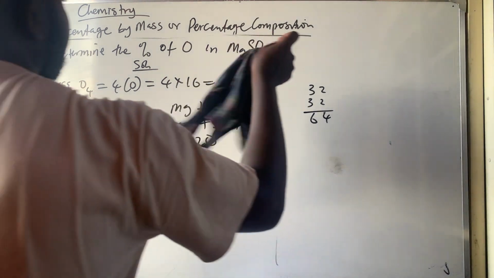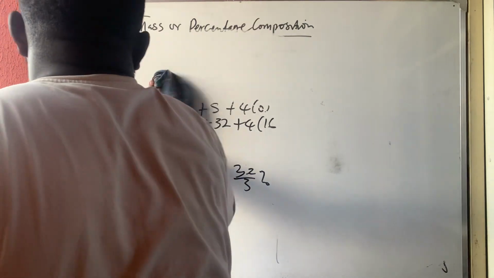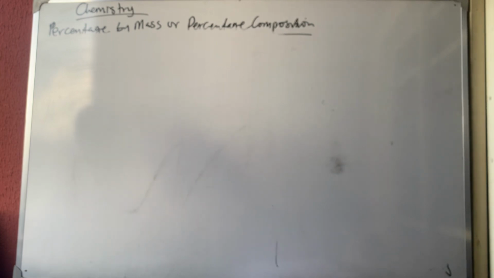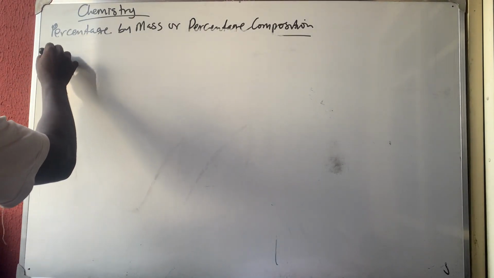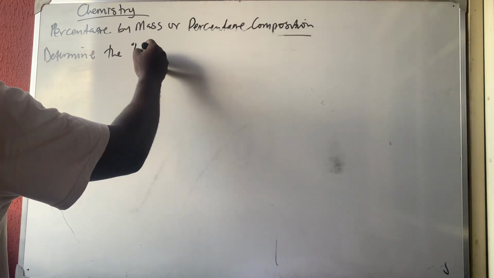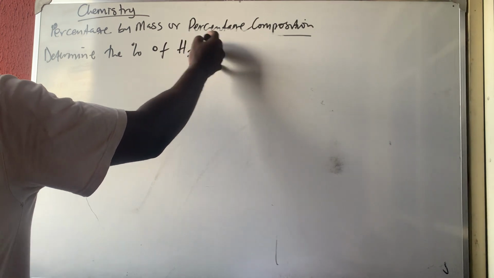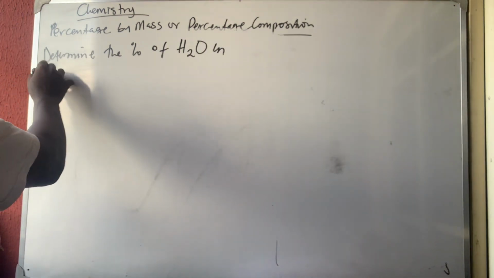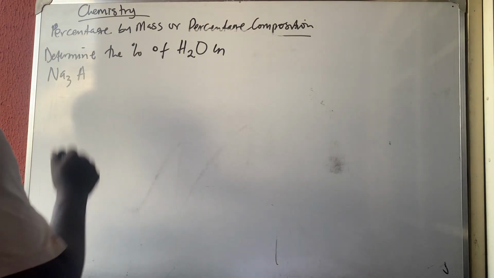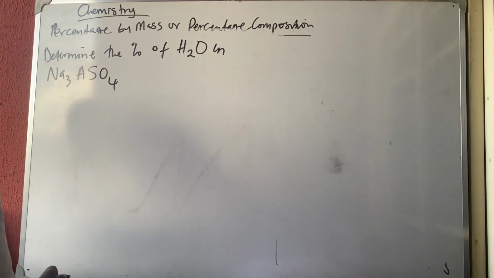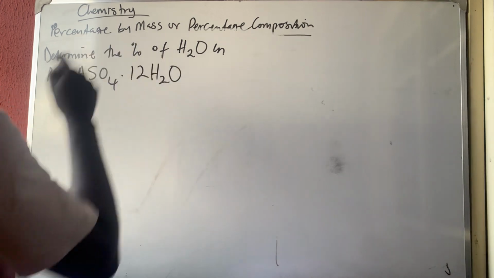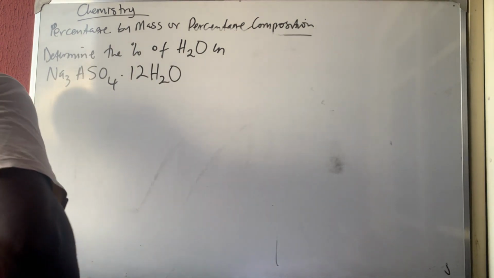Okay, so let's continue. So the last question, but not the least, I'm going to solve here is: determine the percentage of water in Na3AsO4 dot 12H2O. All right, so solution.